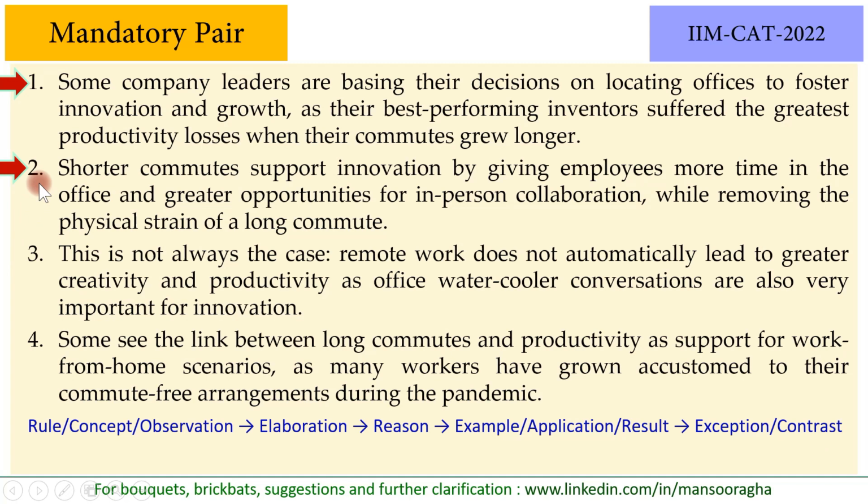Here, the result of sentence 2, which is giving you an observation or a rule or a concept, is sentence number 1. As a result, 2-1 is a mandatory pair. It is termed as rules mandatory pair. This is the second thing which you can observe in this question, the second relationship.